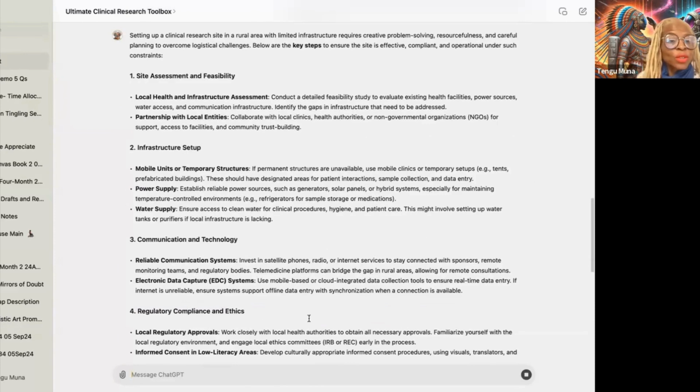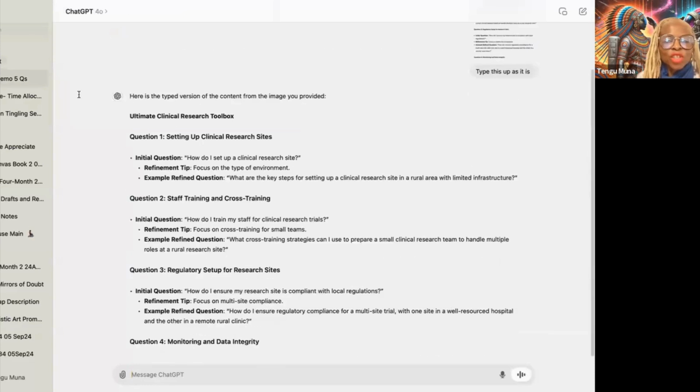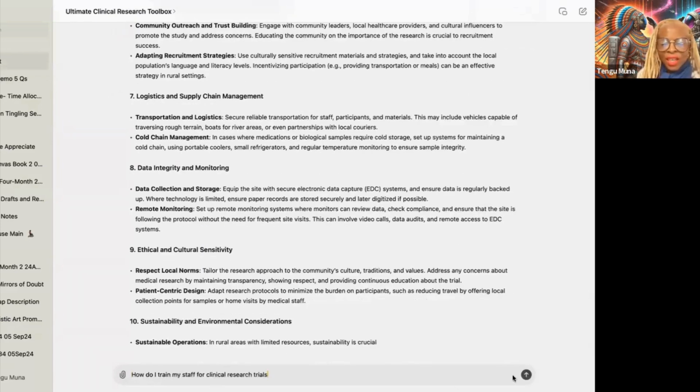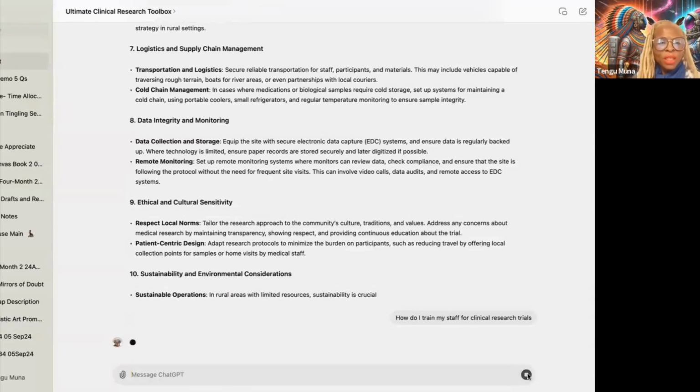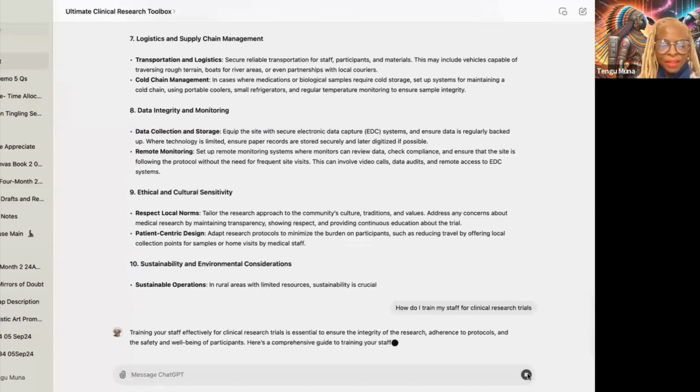Based on where you are with your site setup, you can take each item further, refine it, and get additional responses. Let us move on to the next question, which is staff training and cross-training. How do I train my staff for clinical trials? And let us go here and put it in our ultimate clinical research toolbox.